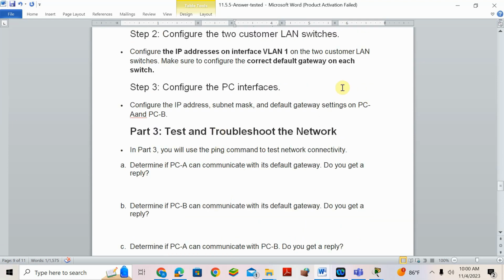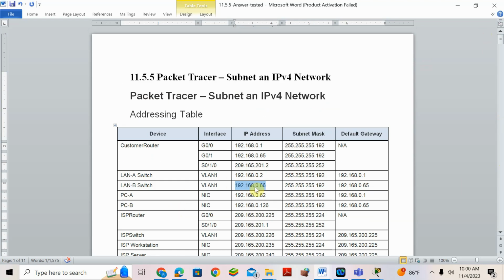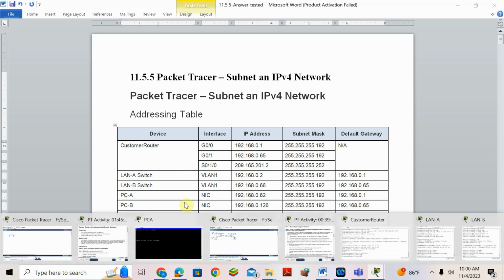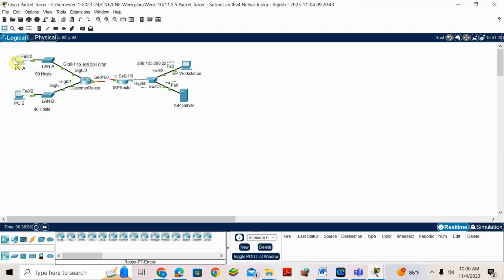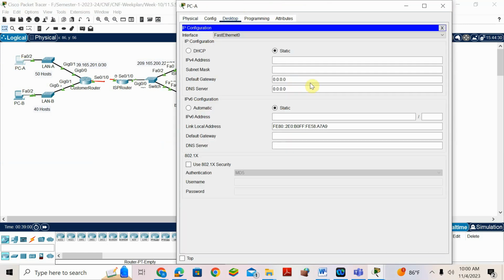Now what they are asking is configure IP address, subnet mask, gateway on PCA and PCB. PCA is 0.62 or 92, gateway this one, PCB is 126, 92, this one. So here I'll go for PCA, I'll type 192.168.0.62, mask 255.255.255.192, and the gateway is 192.168.0.1.